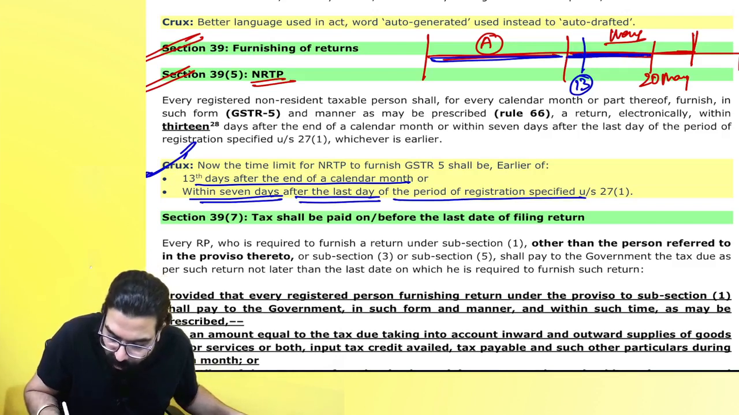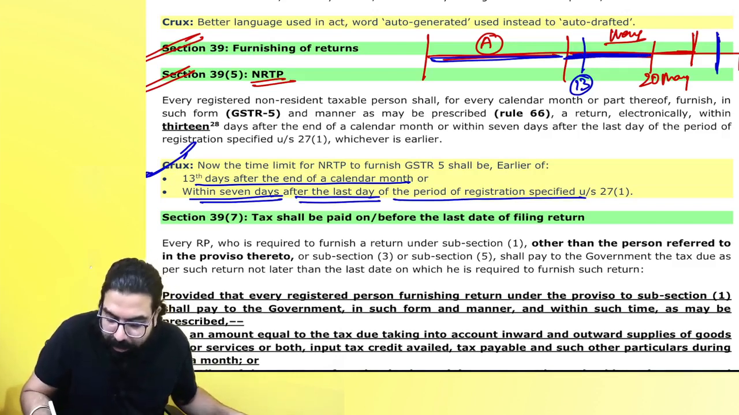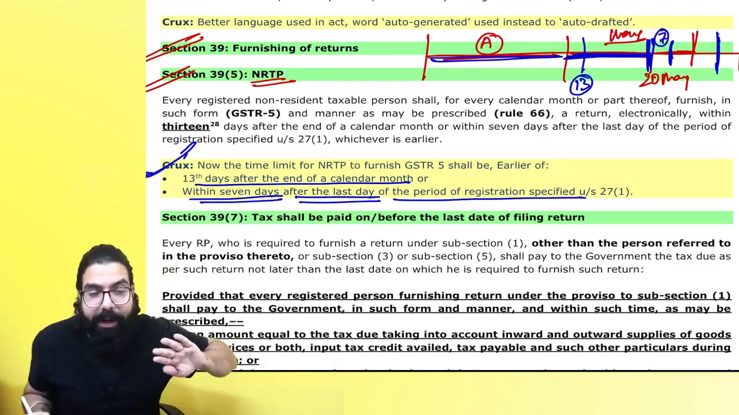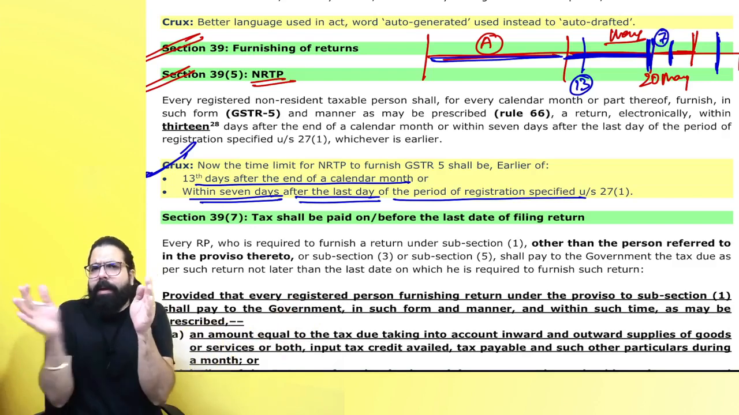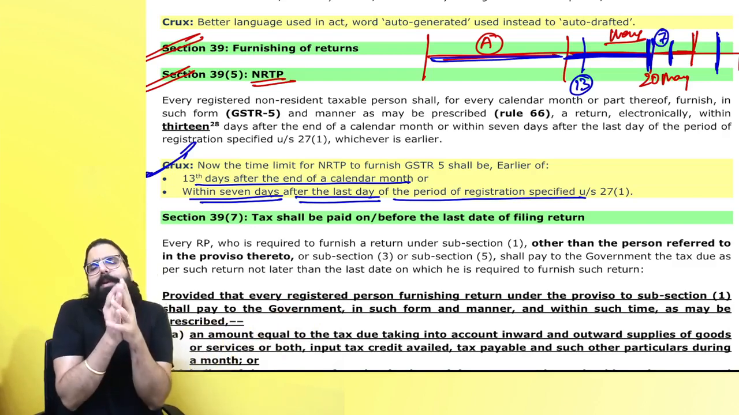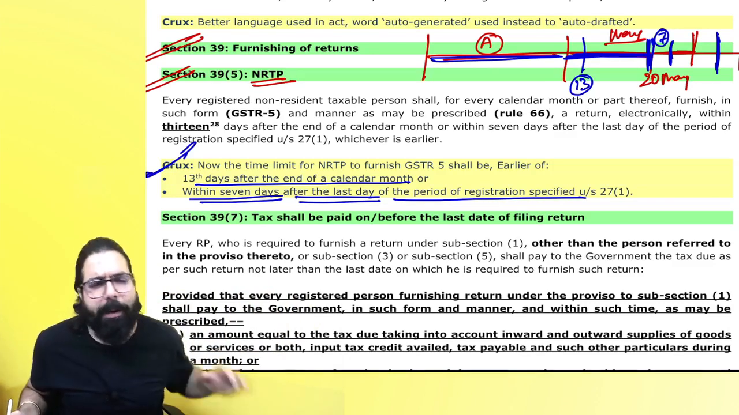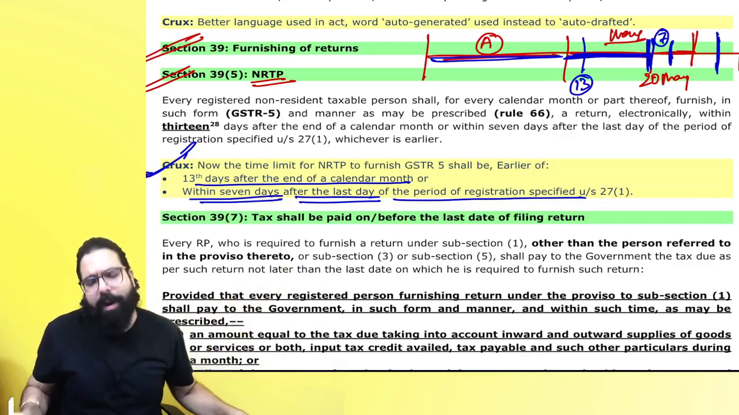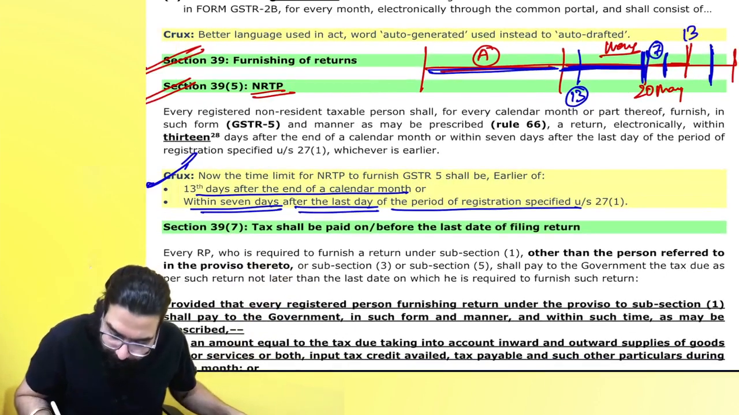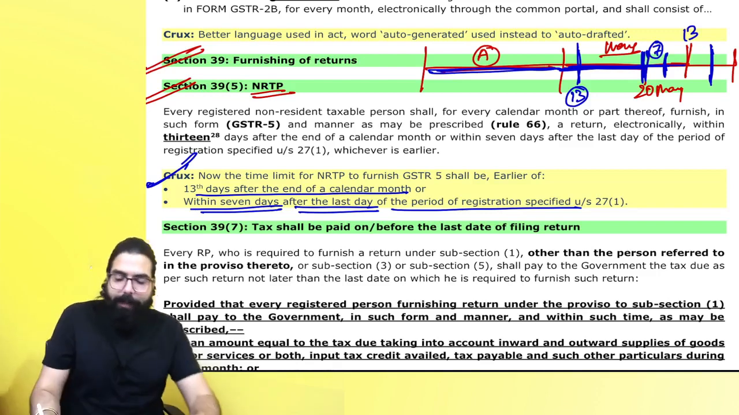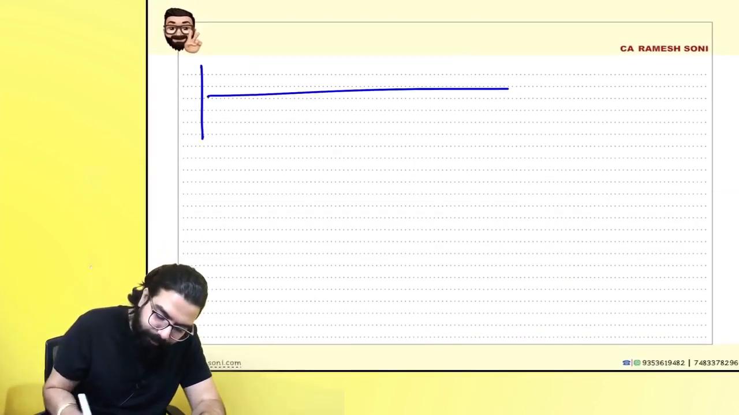Sir, here, if the registration got over, then you will not wait till 13th. When the registration got over in the month of May, within 7 days only you will file your return. Once the registration gets over in between the month, then within 7 days. If you are there for the full month, for example, then once the month gets over, by 13th. Here you are there for the full month, then once the month gets over, by 13th. I'll tell you once again.